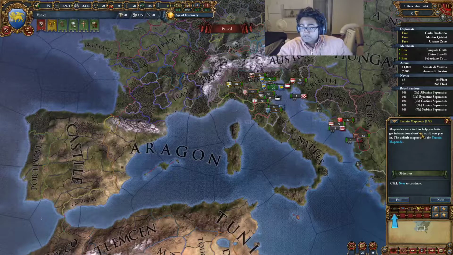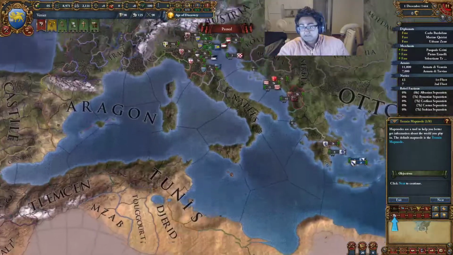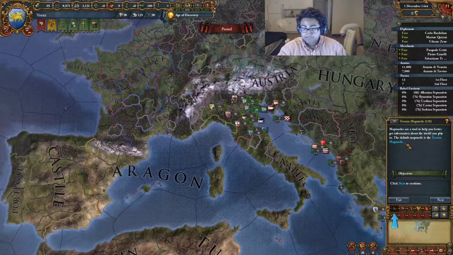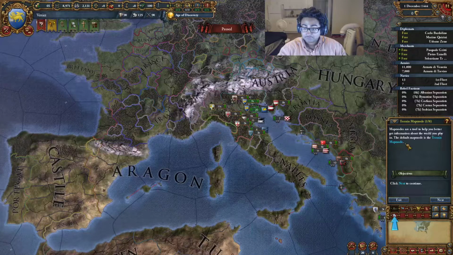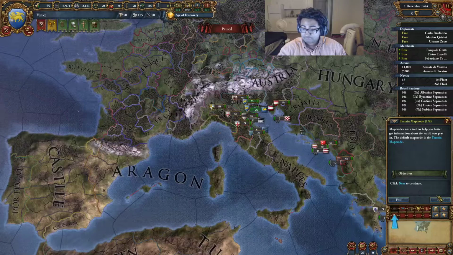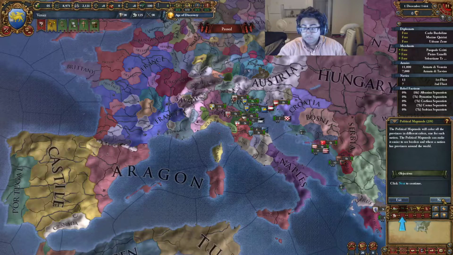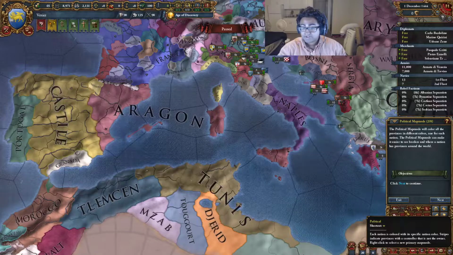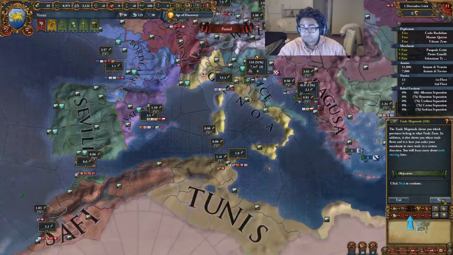Map modes are a tool to help you better get information about the world you play in. The default map mode is the terrain map mode. The political map mode will attach all the provinces in different colors, one for each nation. The political map mode can make it easier to see borders and where a nation has provinces around the world.